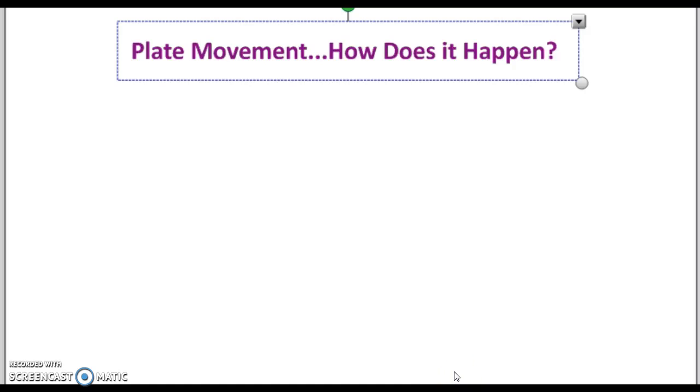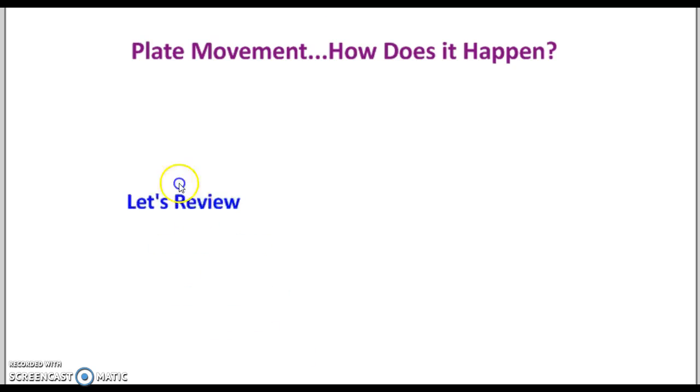Hi Team 3. So this video is about tectonic plates and how they move. How does this happen? We know that we have tectonic plates. We know the lithosphere is split up into them, and we know a little bit about boundaries between them, but we haven't really looked at how they actually move the way they do.